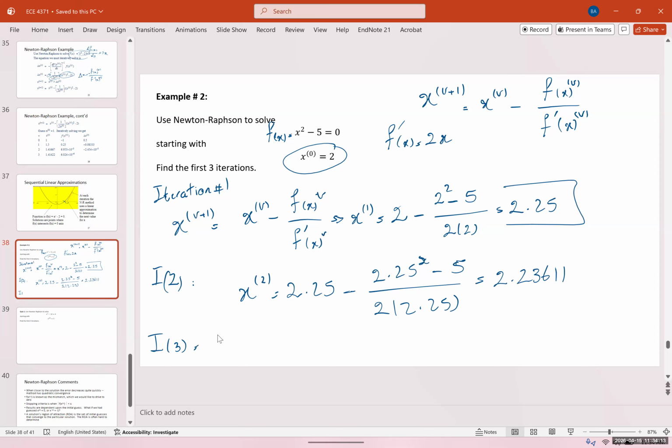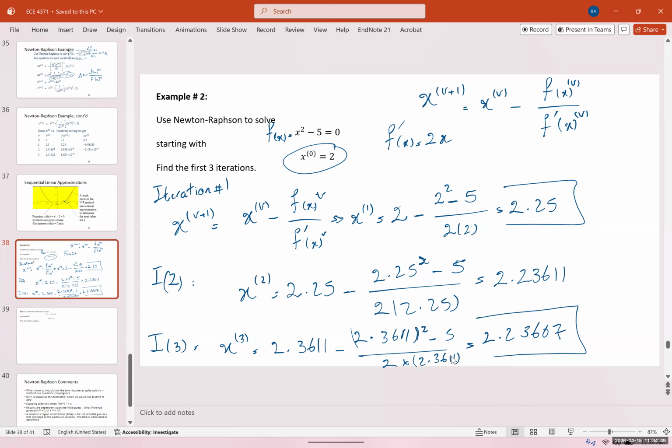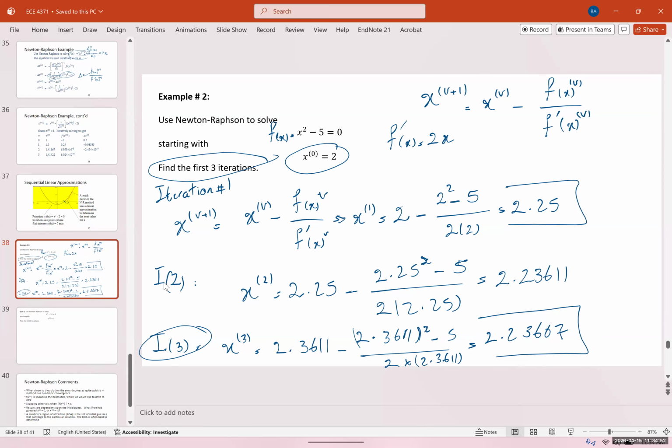Now iteration number 3, x3 is going to be equal to 2.23611 minus (2.23611 to the power of 2 minus 5) over (2 times 2.23611). And the answer for this one is going to be equal to 2.23607. So the third iteration, we have 2.23607. Thank you. Remind me to give you an extra point on the next.